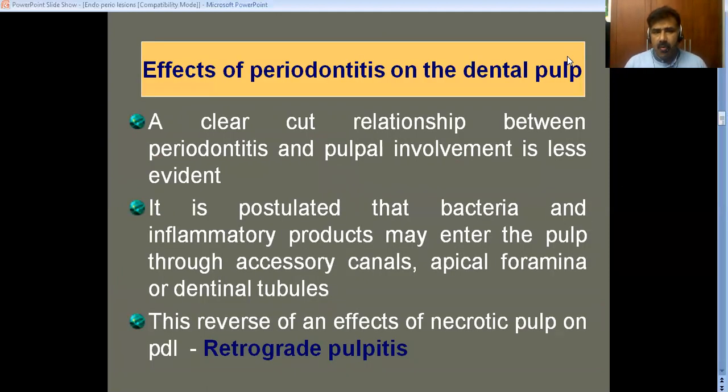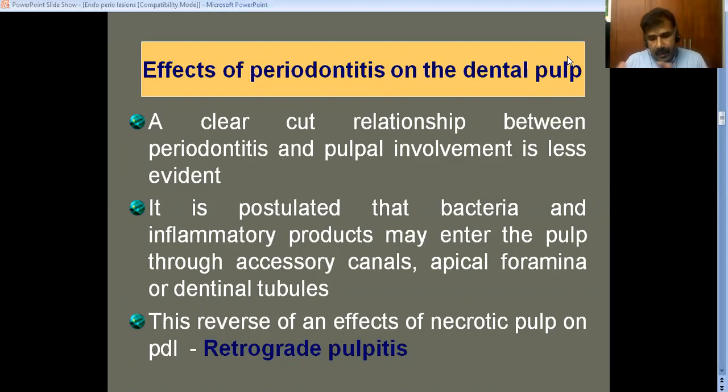Now, what are the effects of periodontitis on the dental pulp? If you have a pocket, will that pocket or that lesion have any effect on the pulp that is inside the root canal system? That is the basic idea. As we discussed earlier, there will be lateral canals. So if your periodontal pocket extends to the lateral canal, probably through the lateral canal, the inflammation can spread inside the pulp. Or if the pocket is very deep and it is going almost to the apex of the tooth, then through the apical foramen, the inflammation can enter the pulp and can affect the pulp.